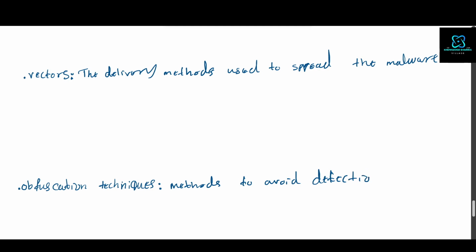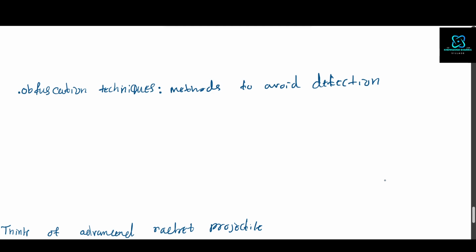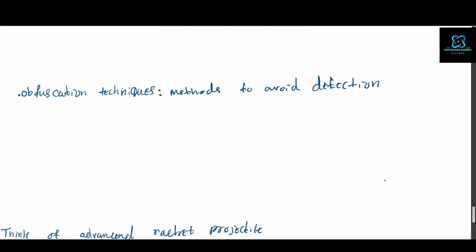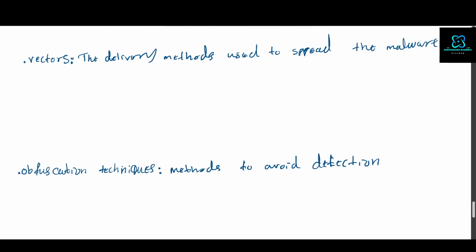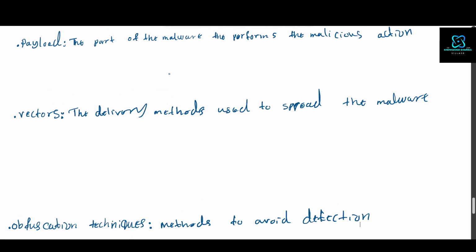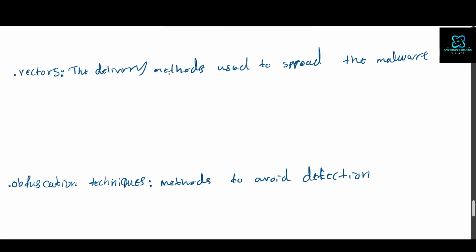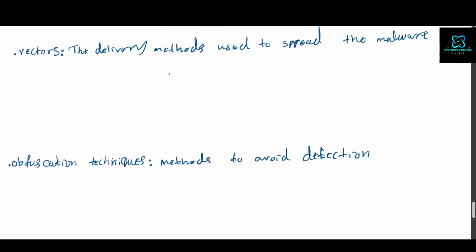Those are the common ones, but the malware designer may use a whole new technique that we don't know about yet, because their goal is to avoid being detected by the security team or defense team. Okay, we can use a good analogy here, after we talked about the components of the malware: payload, vectors, and obfuscation technique.